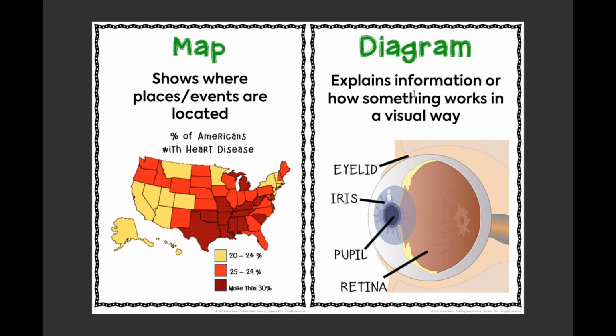There's also diagrams, which are using labels, and it usually is to show the different parts of something. So this is showing the different parts of an eye, and you can have the labels here: eyelid, iris, pupil, and retina.